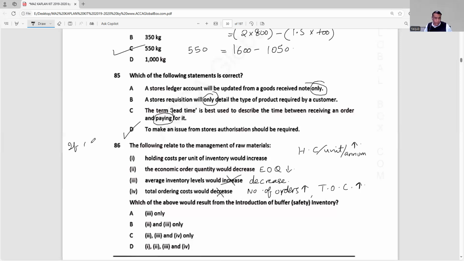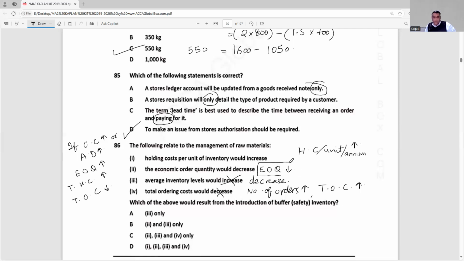Suppose if we are going to increase our ordering cost per order and annual demand, what will happen in this case? In this case, EOQ will rise. When EOQ is rising, then our total holding cost will rise. But total ordering cost will fall down. So we need to remember this.